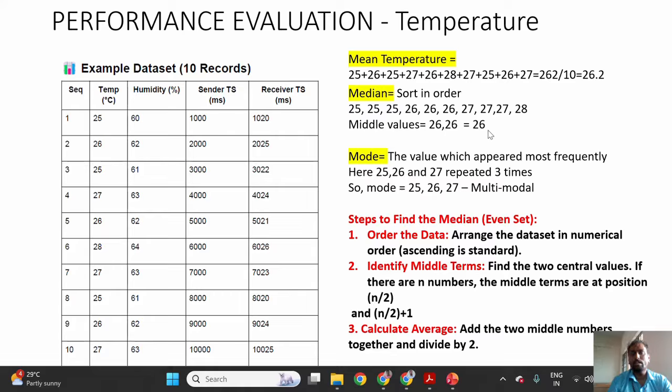The next thing we have to identify is the mode value. That is the value which appeared most frequently. Here 25, 26 and 27 repeated 3 times each in the data set. So the mode is 25, 26 and 27. As there are more than two such values, it is called multimodal. If only two values are repeated, then it is called bimodal.